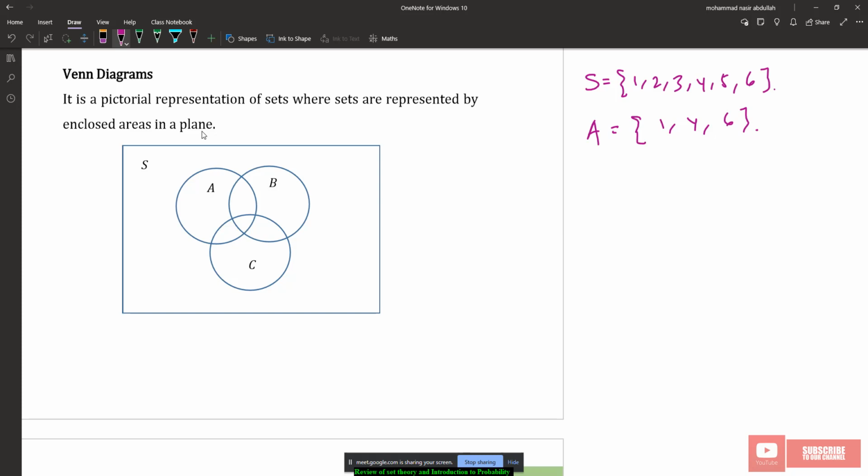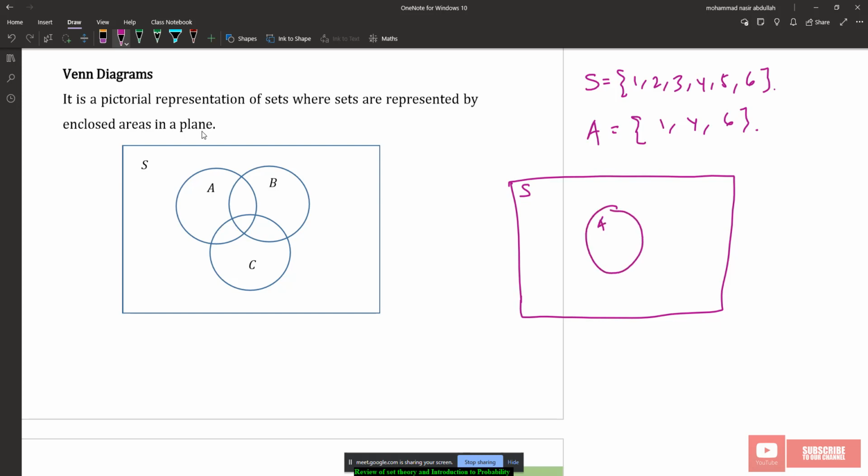So to draw a Venn diagram, we just draw a big rectangle here. The rectangle should represent the sample space, which is all the possible outcomes. And a circle represents A, which is 1, 4, and 6. The outside of this circle we call A complement, which is the elements not in A but in the sample space, right? So A union A complement should be equal to the sample space. From this Venn diagram, we can conclude that A plus A complement should equal the sample space, right?